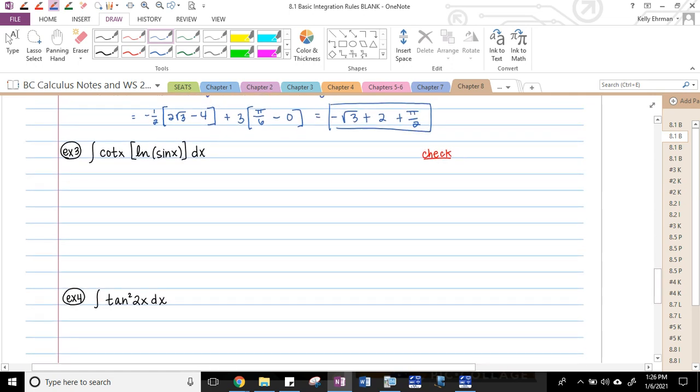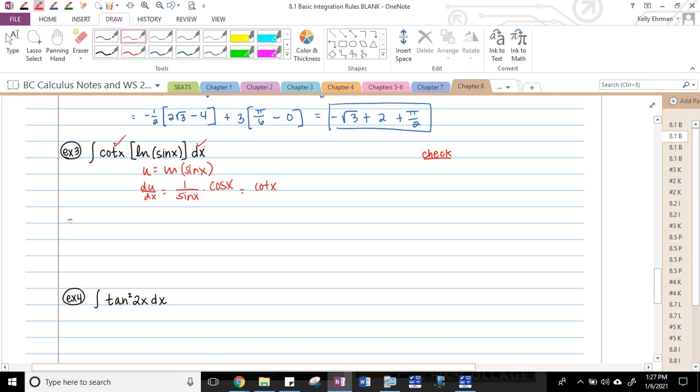All right, example 3. Integral of cotangent of x times the natural log of sine x. So we're trying to do u sub here. Seems like we would pick the more complicated value to be u. So u would be natural log of sine x, and we'll see if we can get du to be cotangent x. So if that's u, then du dx would be 1 over sine x, and then what's the derivative of sine x? That's cosine x. Cosine over sine x is cotangent x, so that's great. So we have cotangent x dx, so that is du.